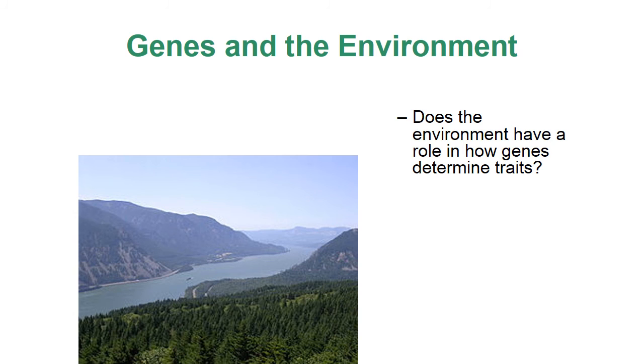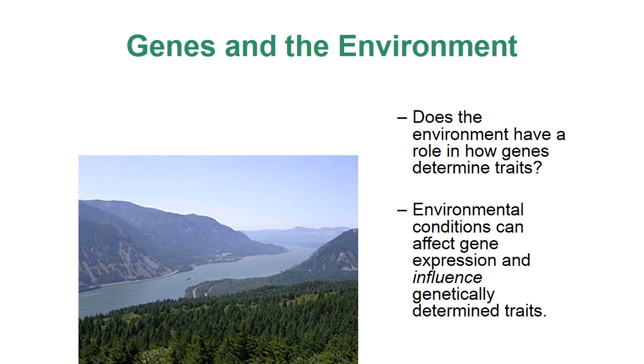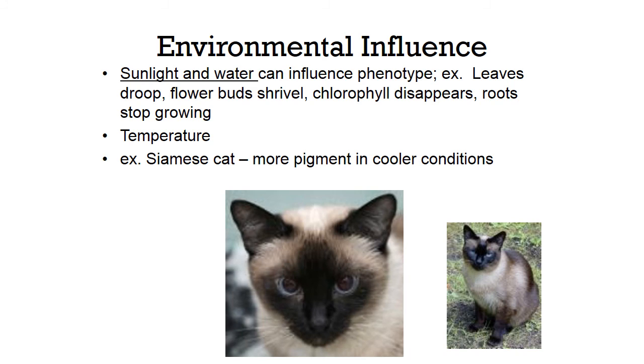That's how that works. So does the environment have a role in how genes determine traits? Yes, it does. Gene expression can be influenced by the environment. So sunlight and water can influence the phenotype. So think of the phenotype of a plant. If there's sunlight, the plant will grow and it turns green and all those types of things. Temperature can affect it. If it's too hot, the plant can shrivel up. If it's too cold, the plant can shrivel up.